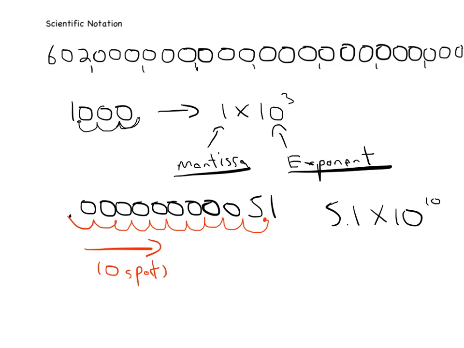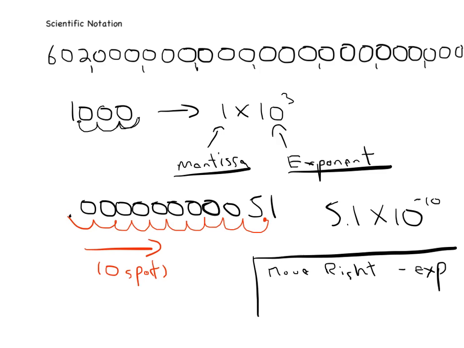So the number of spots you move becomes this exponent here. Up here we moved it 3 spots to the left, so we made a positive 3. Here we moved it 10 spots to the right, so you make it a negative 10. So the only rule to really remember here is this. If you move right, negative exponent, negative for exponent. If you move left, it's a positive exponent.